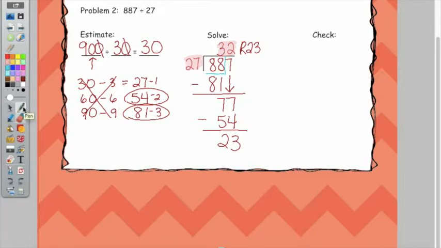The 27 on the bottom? Have we been putting the divisor on top? Let's stick with the divisor on top. There's a reason for it. I'll explain it to you this time, okay?